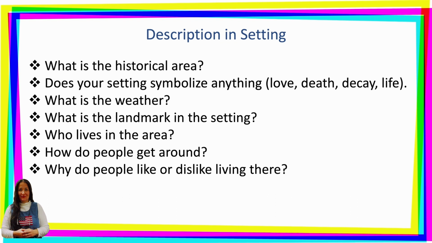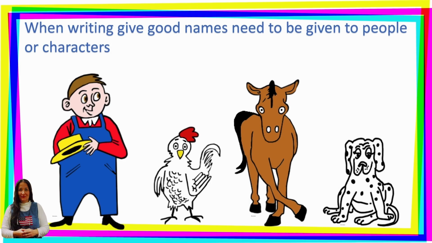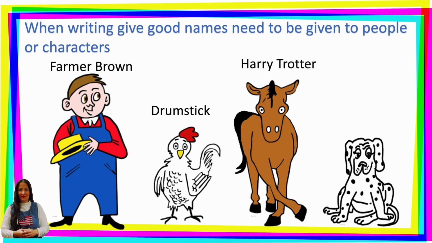Most places have a special landmark and location. When writing, good names need to be given to people or characters. Here's Farmer Brown. Here's Drumstick. Here's Harry Trotter. And here's Domino. You need to be clever. You need to make it interesting, maybe fun.